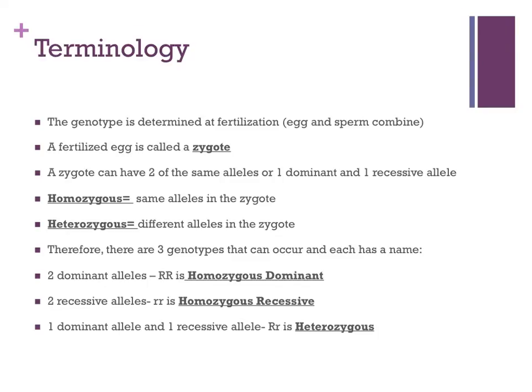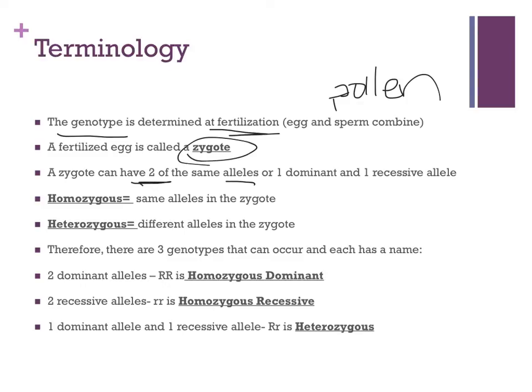Okay, so a few more terms that we need to go over. The genotype of an organism is determined at fertilization, when the egg and sperm combine. In plants, that's known as pollen. Okay. When the egg is fertilized, it's called a zygote. A zygote can have two of the same alleles, which would be either both dominant or both recessive, or it can have one dominant and one recessive. Okay, so we can be big P, big P, little p, little p, or big P, little p.